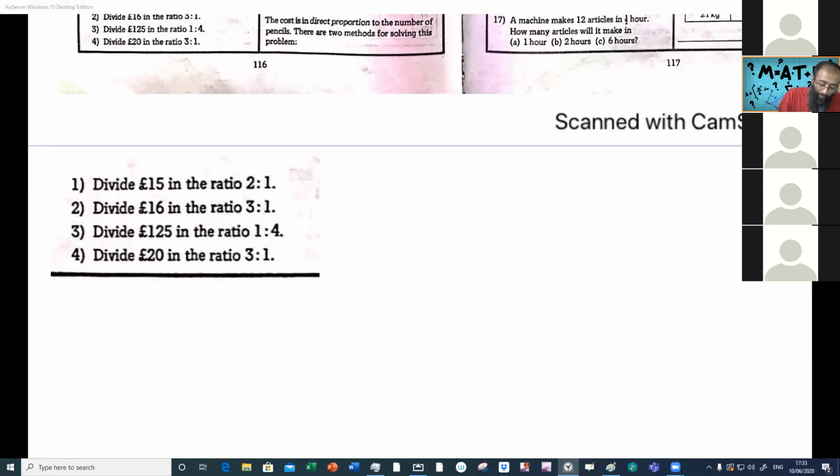Let's go. So here we are dividing by a ratio. So first you do 2 plus 1, which equals 3. Then you do 15 divided by 3, which equals 5. So then you do 5 times by 1, which equals 5. Then you do 5 times by 2, which equals 10. So then your answer is 5 ratio 10. Okay, thank you for that.